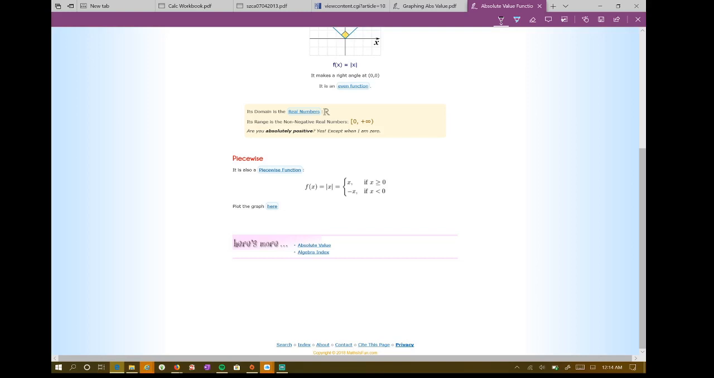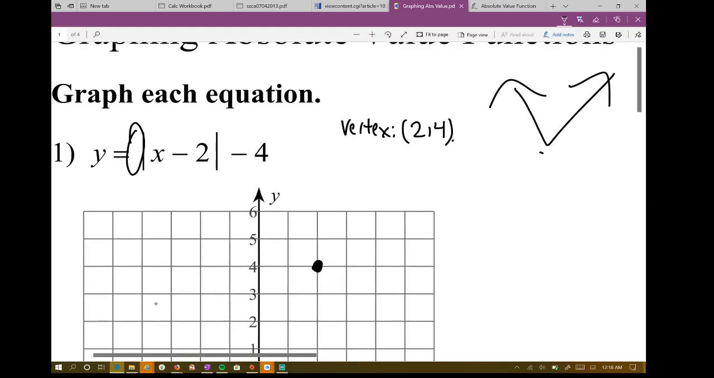And one of the things that we have to keep in mind is that it's going to be in this form because your invisible one should be right here. It's basically like saying 1 times the absolute value of x minus 2 minus 4. That's why I put a 1 there, because it's a slope of 1. This is going to be the slope.